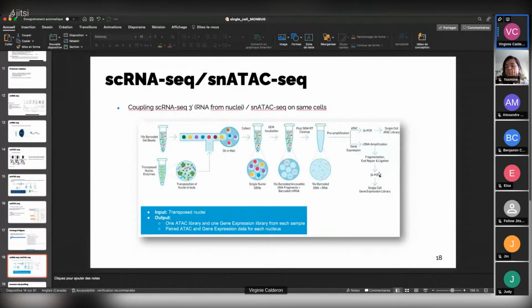As I told you, you can also use the same cells to capture the two types of information, the transcriptome and the accessibility. That's something that the Chromium can do now. So at the end, you will be able to link together the expression and the accessibility.